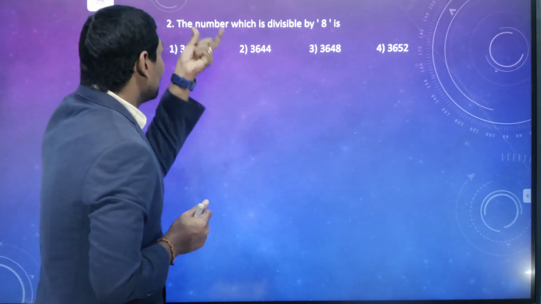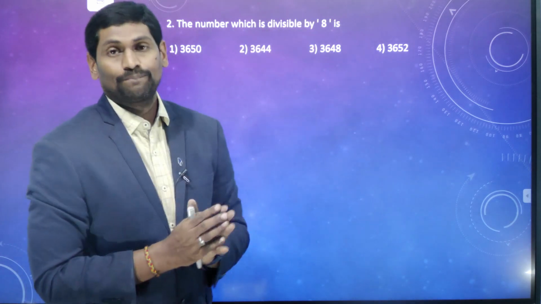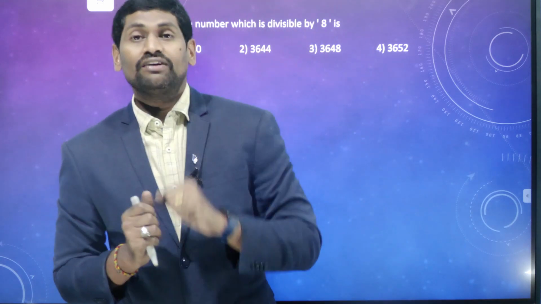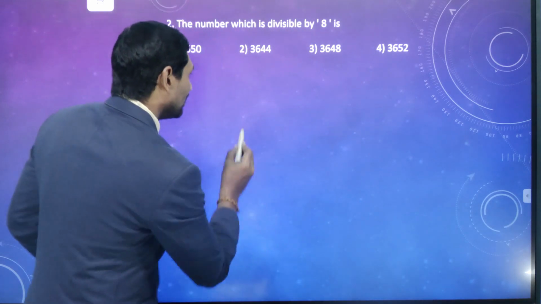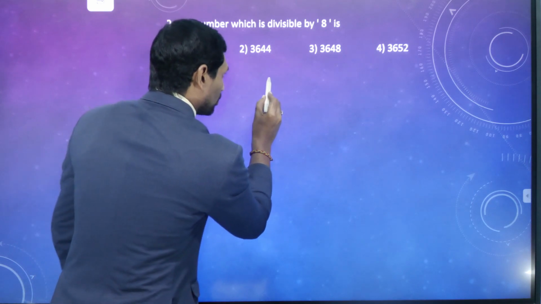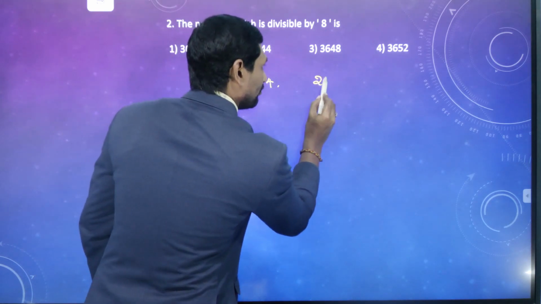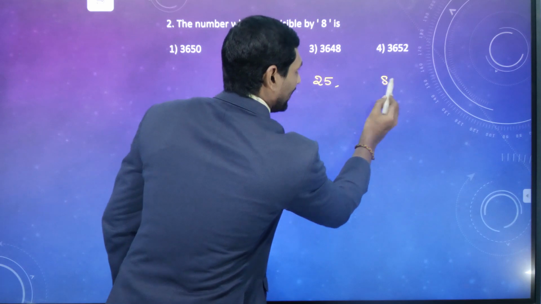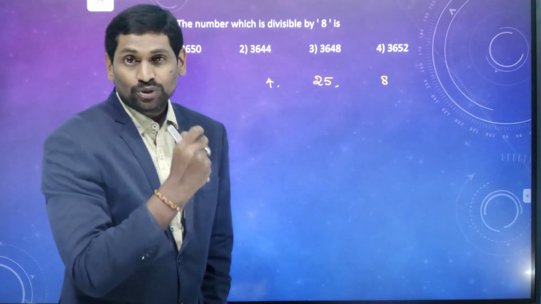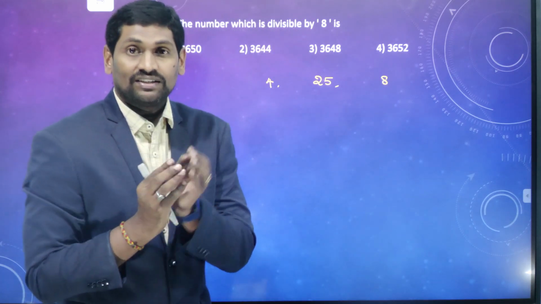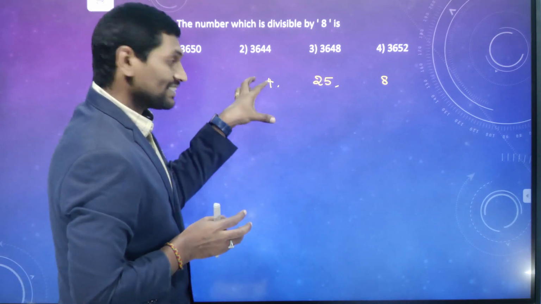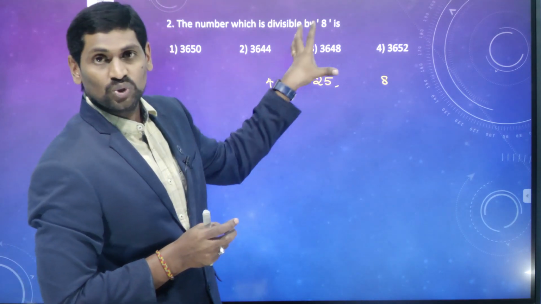See here, the number which is divisible by 8. So rule number 4, rule number 25 and rule number 8. These 3 rules have some similarities. So let us discuss rule number 4, rule number 25 and the last, rule number 8.